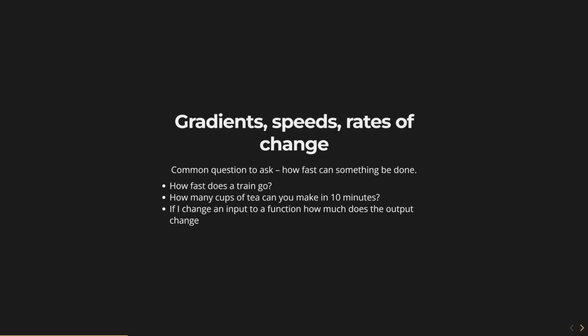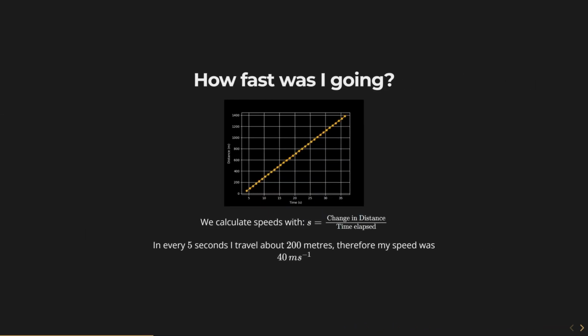It's a common question to want to know, how fast does a train go? Or if I wiggle a parameter in my model, how much is the output going to change? Or rather, how much is the slope of the output at that position in the parameter space? And here's a practical example. This is some data I collected of me in a train, of the distance travelled over time. It looks vaguely synthetic, it is actually real.